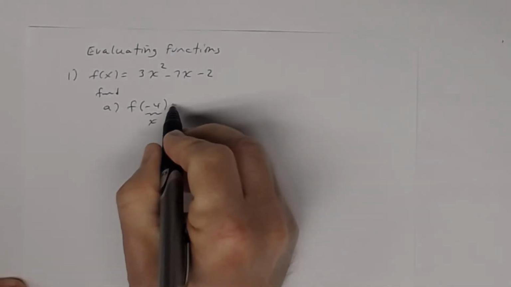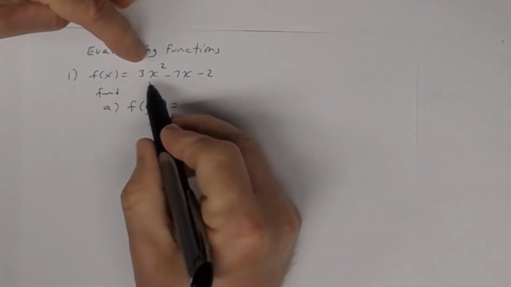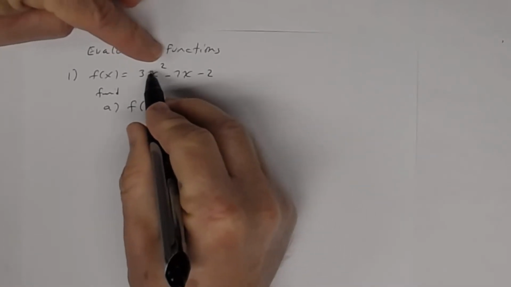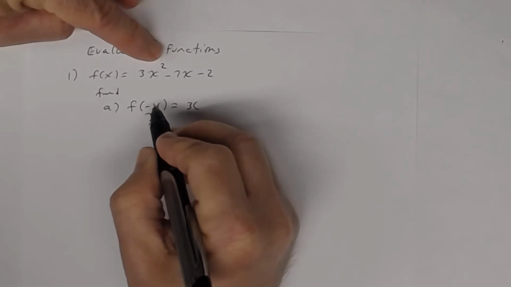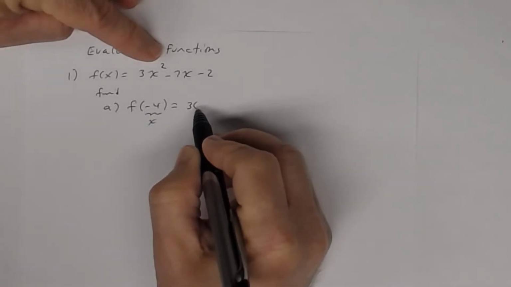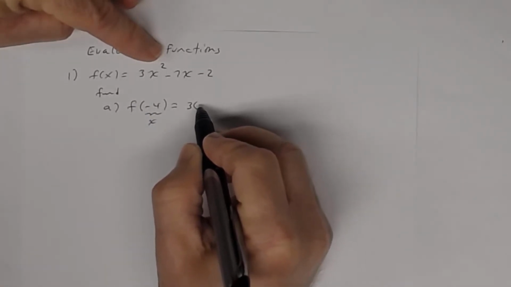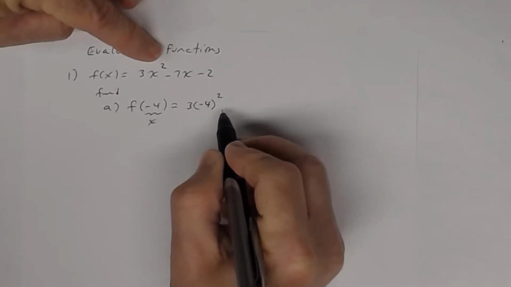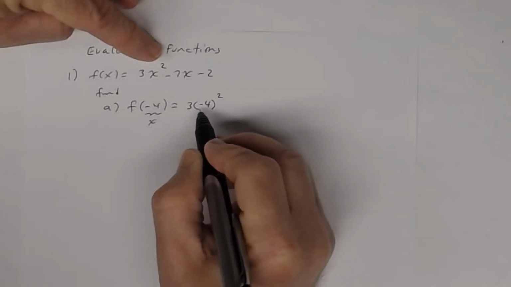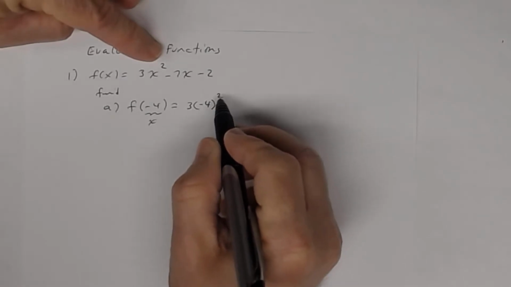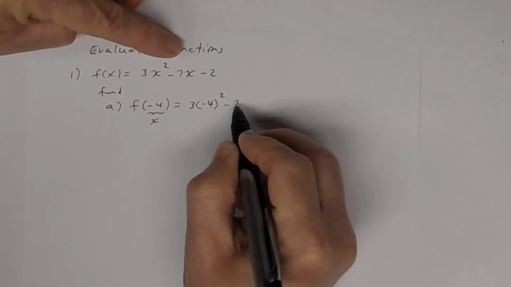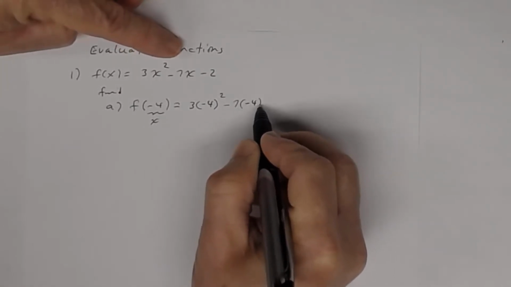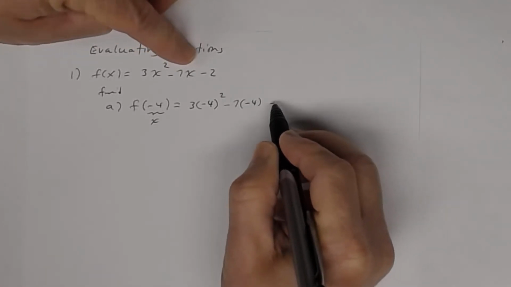When I do that, I'm going to get 3 times x. Remember, whether x is negative or not, but especially since it's negative, it's a very good idea to put that in parentheses. Otherwise, you will make an error here. So make sure when it's negative, it's being placed in parentheses, and especially if it's being raised to a power. Minus 7 times negative 4, which is x, notice the parentheses, and then minus 2.